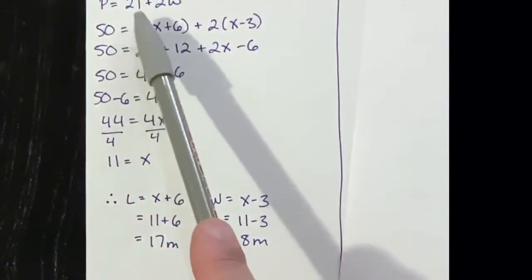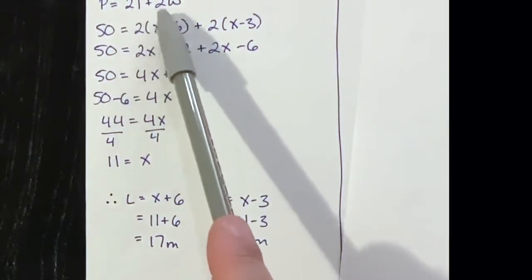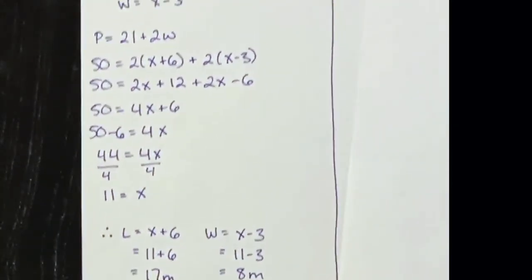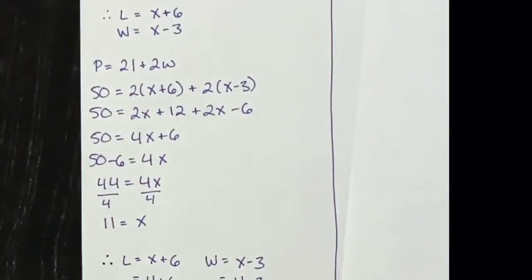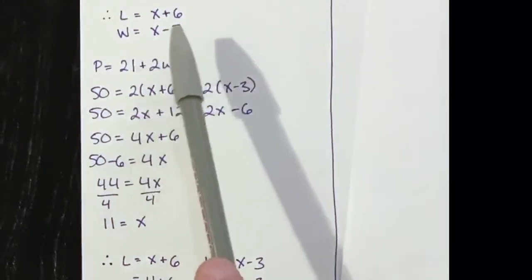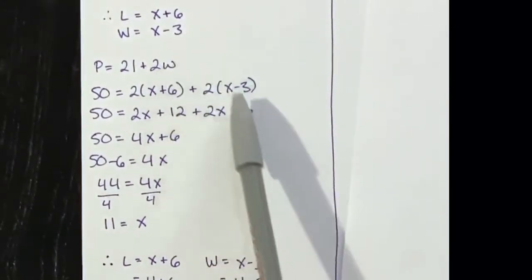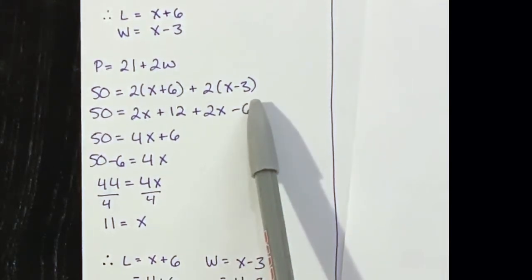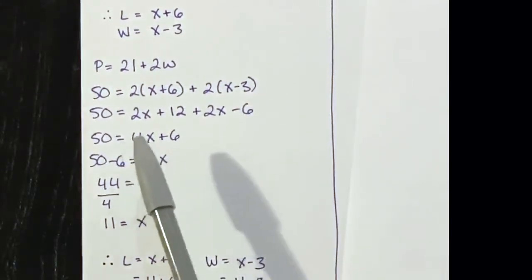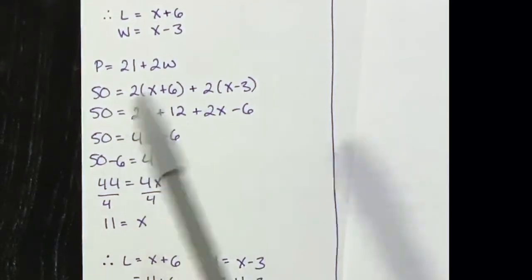And then I have 2 times my length and 2 times my width. Well, I just did this, right? My length is x plus 6 and my width is x minus 3. So I'm going to plug in x plus 6 for L and x minus 3 for W. Okay? Then I have to expand.